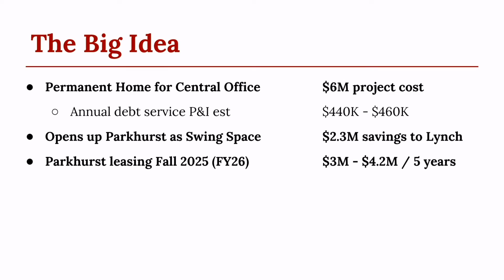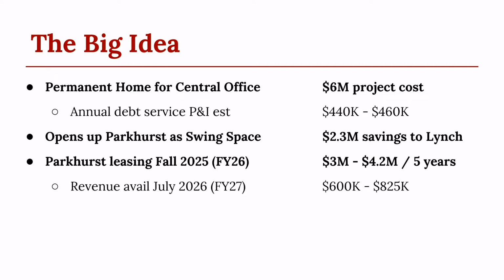Once the new Lynch is completed, Parkhurst will once again be vacant by July of 2025 and available for lease. Current market indicators tell us that Parkhurst could generate between $20 and $30 a foot today, and rental rates are going up. Parkhurst has the potential to generate between $3 and $4 million in 5 years, once leased. But the fall of 25 actually falls in fiscal year 26. This is important. Mass General Law, Chapter 40, Section 3 allows us to lease Parkhurst, but revenue does not revert to the general fund until FY27, or July of 2026.